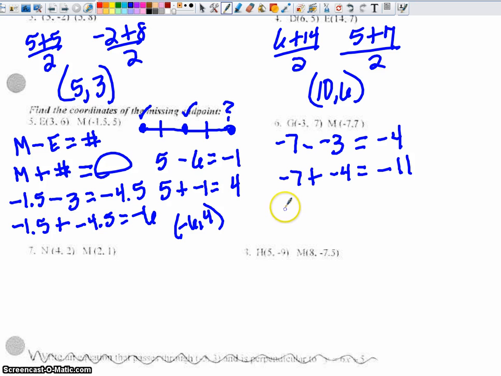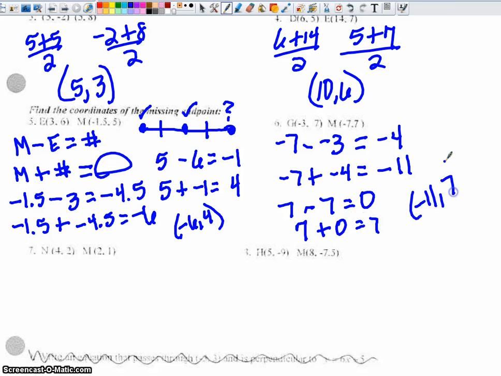Then you do it for the y. Midpoint 7 minus endpoint 7 is 0. Midpoint 7 plus the number we got, 0, is 7. So my answer is negative 11 comma 7.